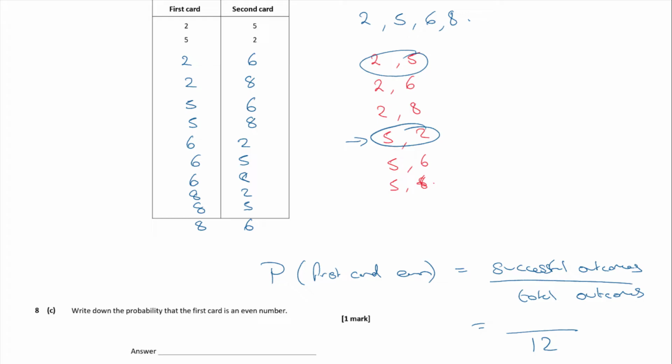Now the number that goes on the top is the successful outcomes, and success means that the first card is even. So if we go through and look at which outcomes have the first card even, that one does, that one does, and that one does. All the pairs beginning with 2, the ones beginning with 6, and the ones beginning with 8 are all even to start with. So you can see that's 9 of the 12 outcomes, isn't it? So the probability of picking a combination where the first card is even is going to be 9 out of 12.